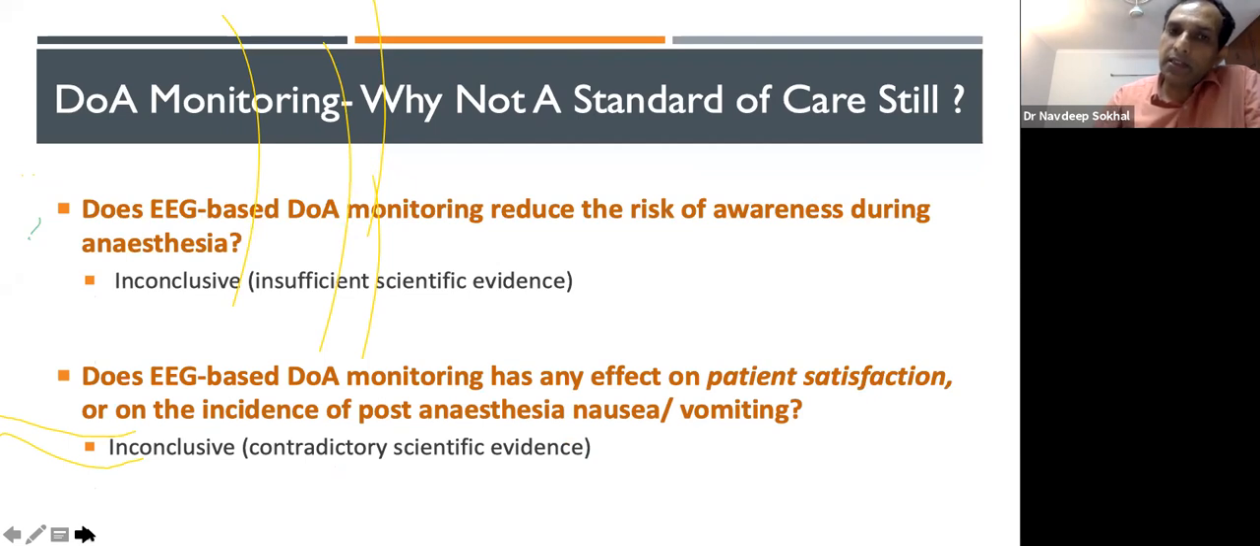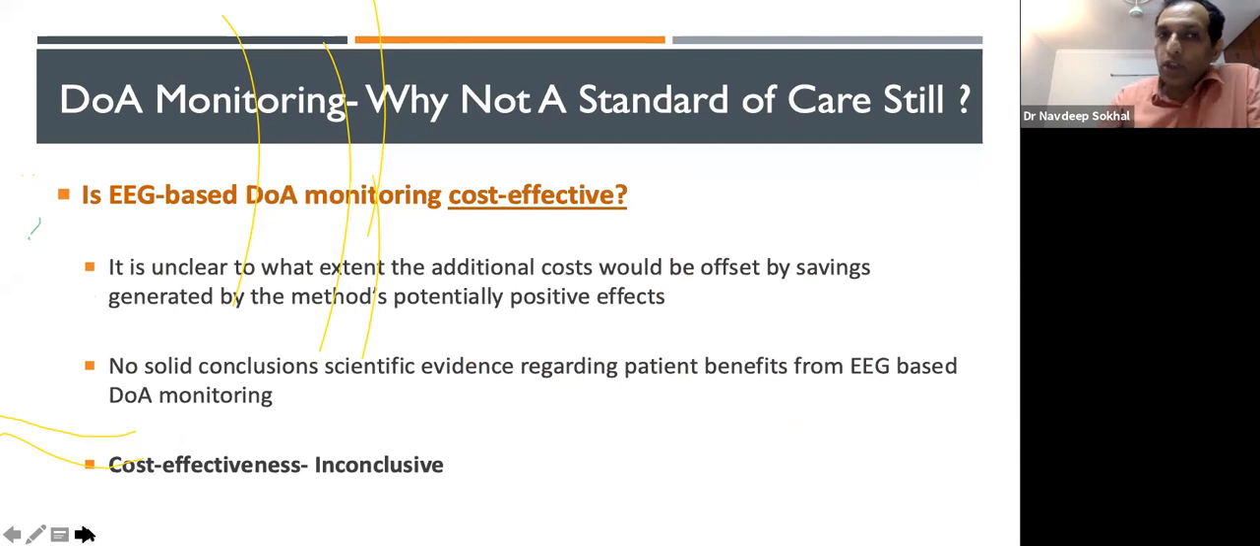Second question, does EEG-based depth of anesthesia monitoring reduce the risk of awareness during anesthesia? It still remains inconclusive, with insufficient scientific evidence. Does it have any effect on patient satisfaction or on the incidence of postoperative nausea and vomiting? Again, the evidence is contradictory in the literature. Is it cost effective? Again, it's not clear. There is no solid conclusion from the scientific evidence regarding patient benefit from EEG-based depth of anesthesia monitoring.